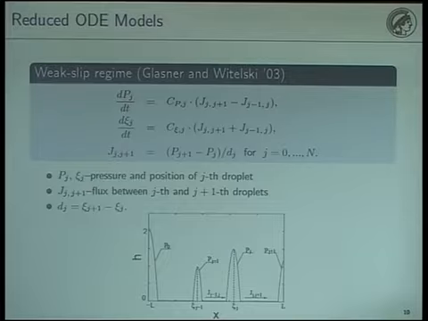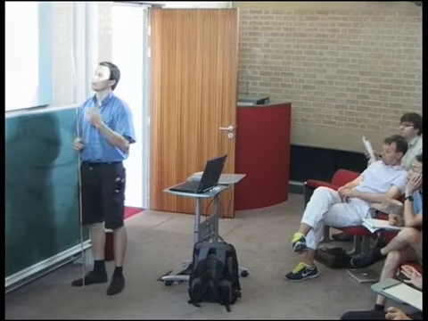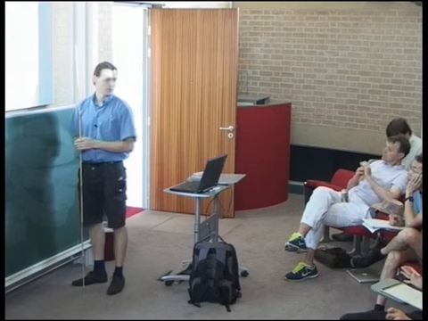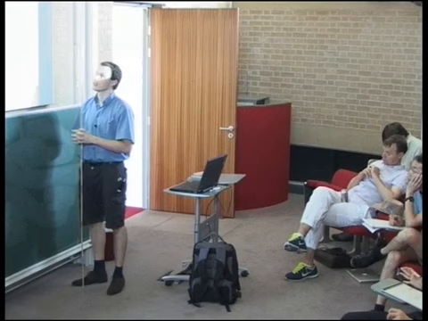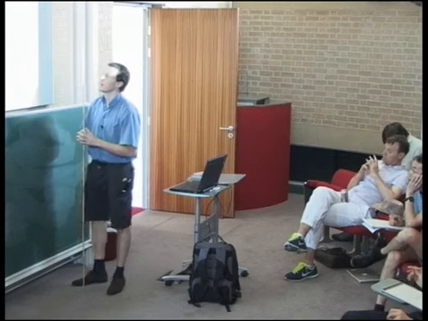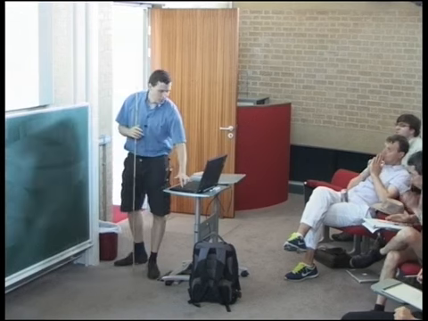So this ODE system can be effectively simulated for thousands of droplets, and from this simulation you can extract coarsening rates and check your coarsening slope minus 2/5. So I would like to present the derivation by matched asymptotic analysis in the strong slip case of this system.